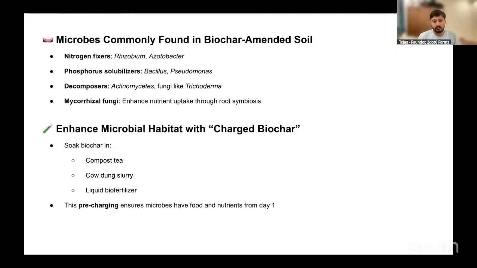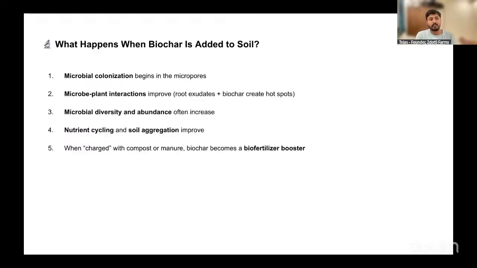How do we enhance microbial habitat? That's by charging biochar, which we will look at maybe in a future session. What are all the various ways to charge biochar? We can soak biochar in compost tea. We can mix it with powder and slurry. We can charge it with liquid fertilizers. Everything. So pre-charging ensures microbes have food and nutrients from day one. If we bring microbes to a place and don't provide them with food or nutrients, then they'll die. So what is the right sequence to charge is something that can be taken care of.